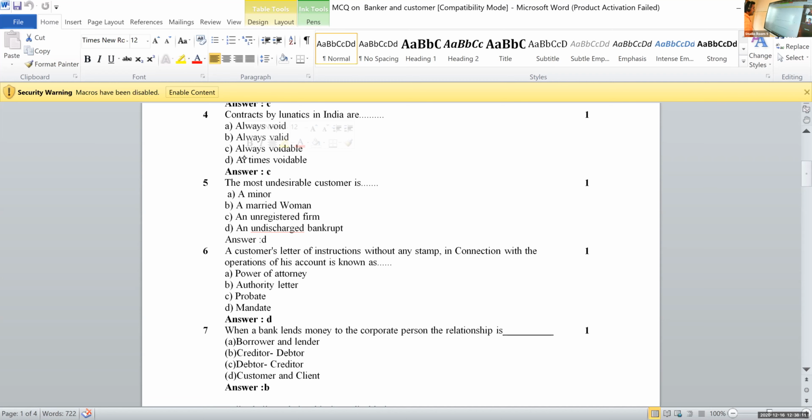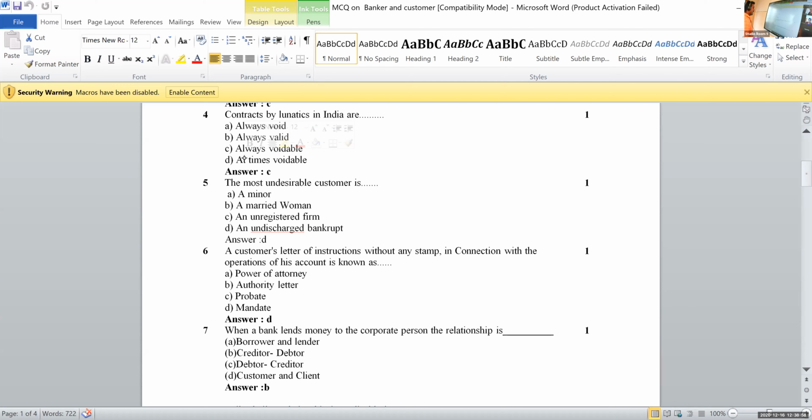Next one: a customer's letter of instruction without any stamp in connection with the operation of his account is known as a mandate. If they give any letter to the bank in connection with the operation of the account, that is called a mandate. A mandate means a letter from the customer, without any stamp.